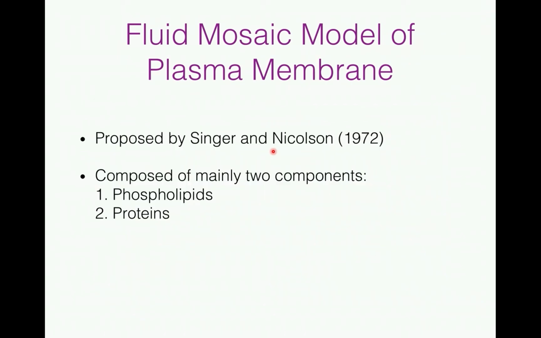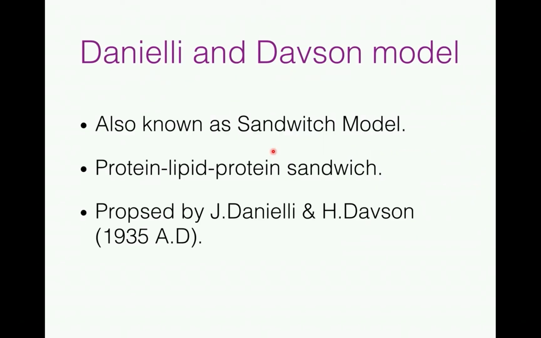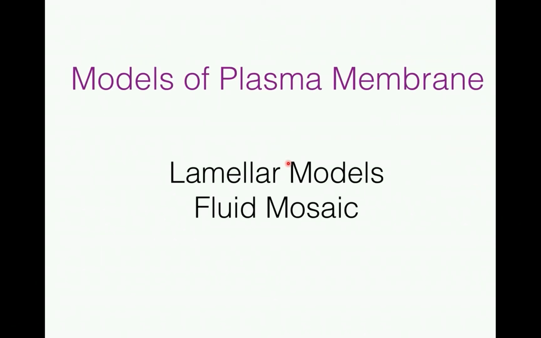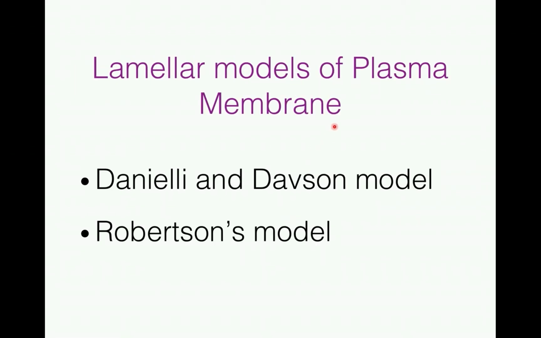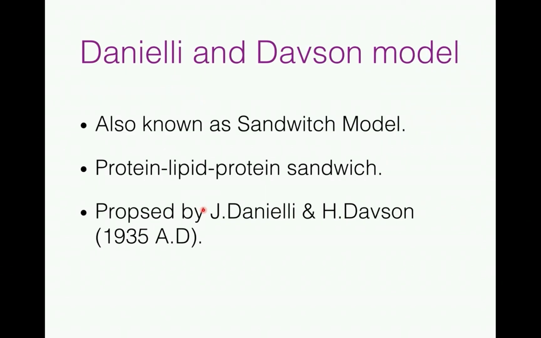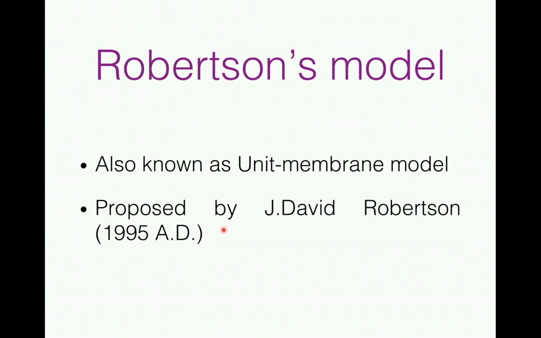So today we discussed two models of plasma membrane, that is the lamellar model and the fluid mosaic model. The lamellar model comprises two models, that is the Danielli and Davson model and the Robertson model. The Danielli and Davson model is also known as the sandwich model, meaning a protein-lipid-protein sandwich, and it was proposed by J. Danielli and H. Davson in 1935. Then the Robertson model, which is also known as the unit membrane model, was proposed by J. David Robertson in 1959.